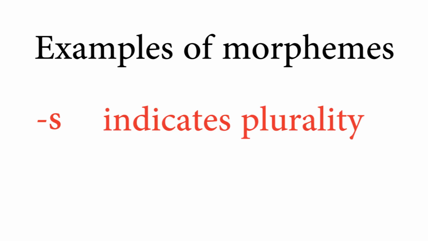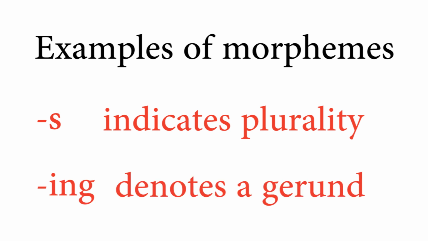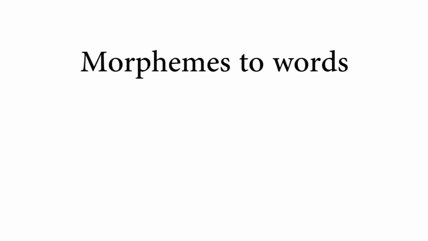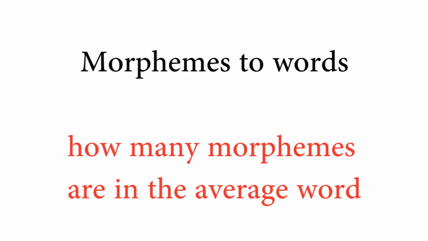One example is the suffix -s in English, which indicates plurality. Another example is the suffix -ing, which denotes a gerund. We can divide languages based on the ratio of morphemes to words, that is, how many morphemes are in the average word. For clarity's sake, here's an example.